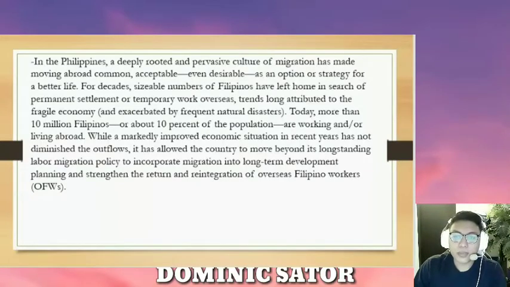While a markedly improved economic situation in recent years has not diminished the outflow, it has allowed the country to move beyond its long-standing labor migration policy to incorporate migration into long-term development planning, ensuring the regeneration of overseas Filipino workers, or OFW.